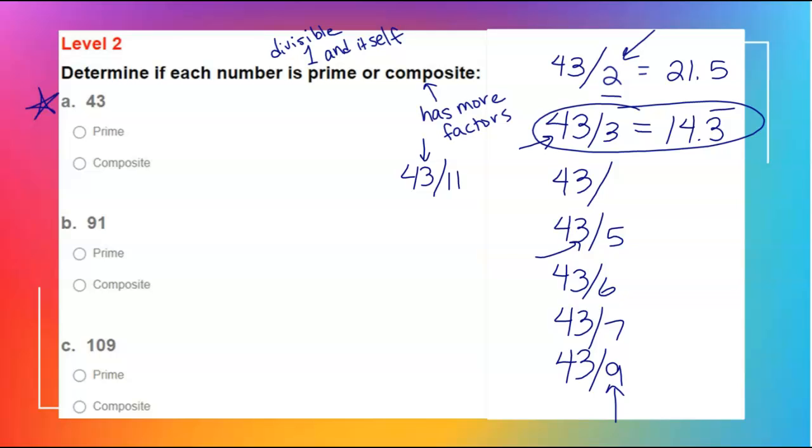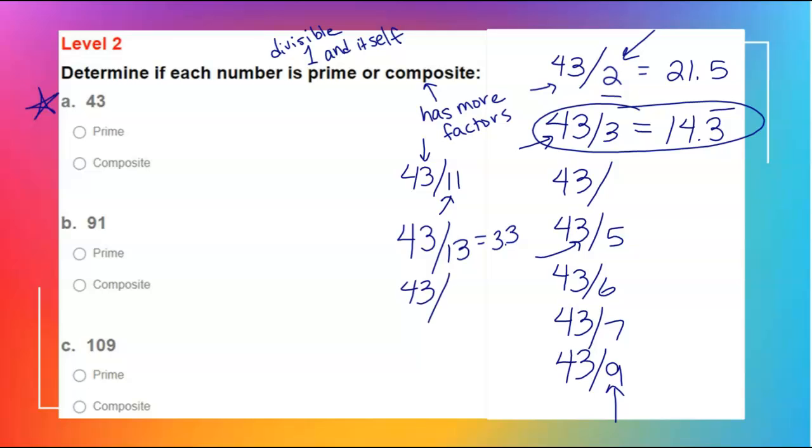43 divided by 11 is definitely worth your time because 11 is prime. So it's really good to check those prime numbers. And that is not a nice number. 43 divided by 12, waste of time because it's even. 43 divided by 13, 13's prime. It's definitely worth it. And it's not a factor.